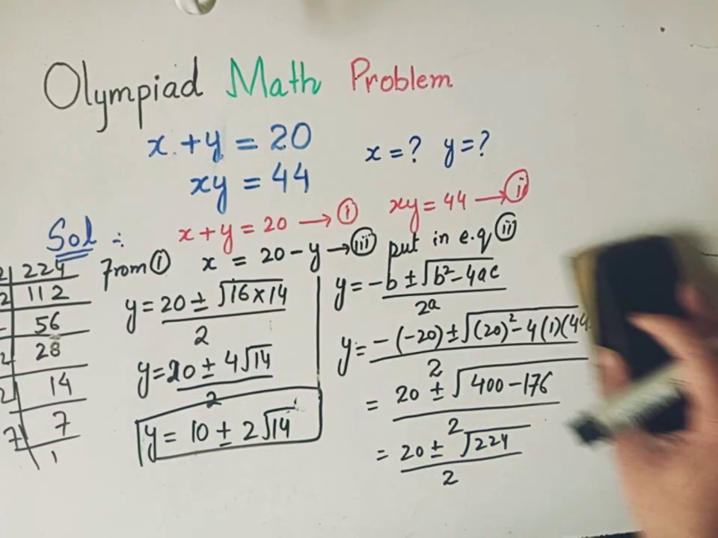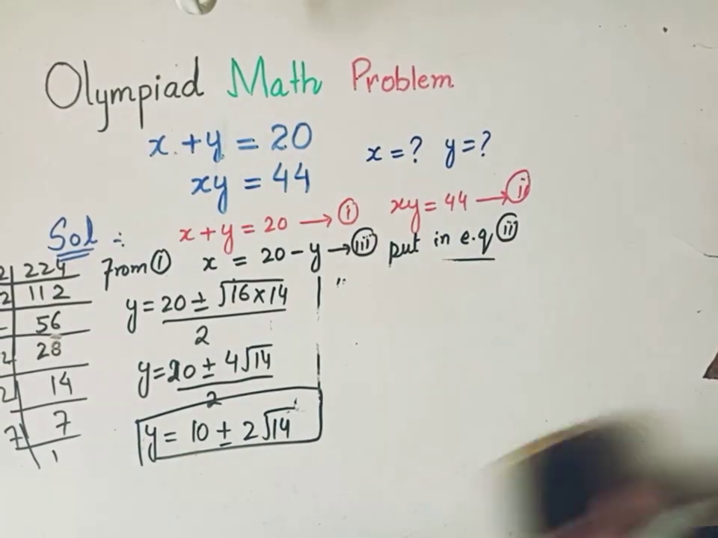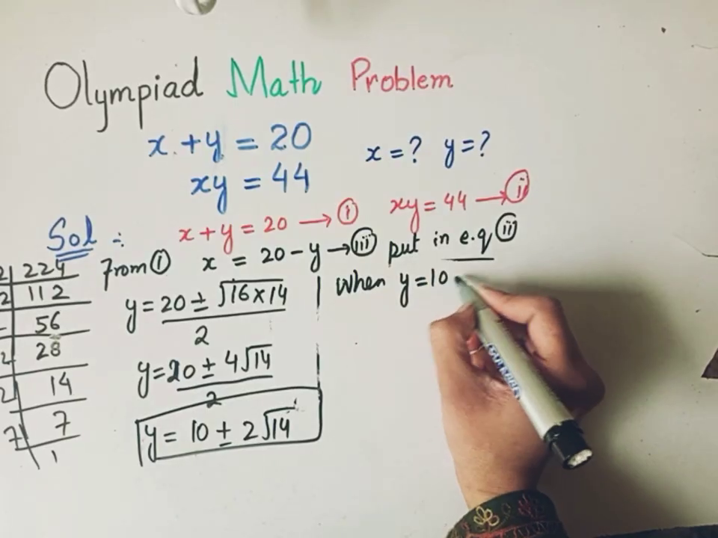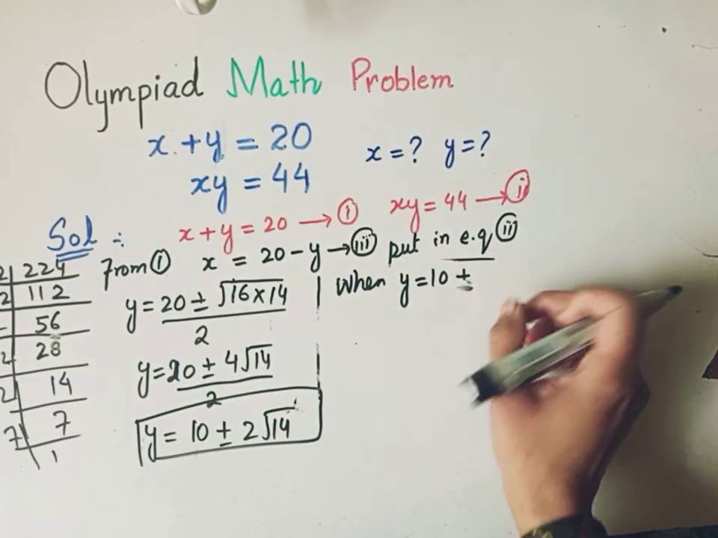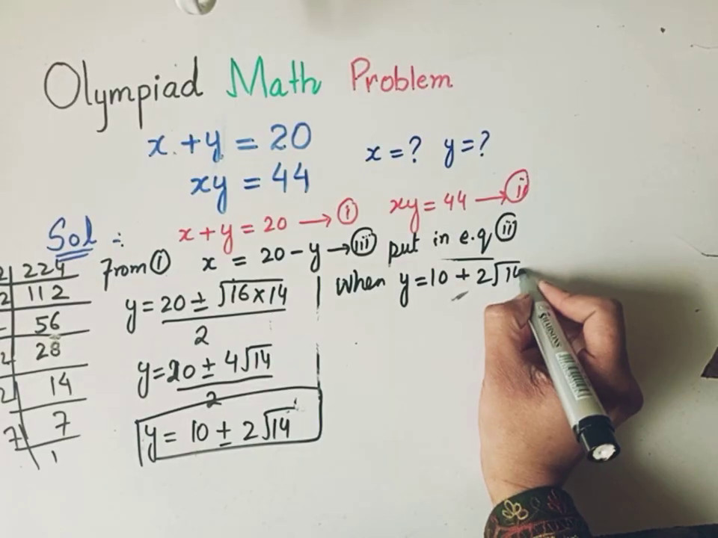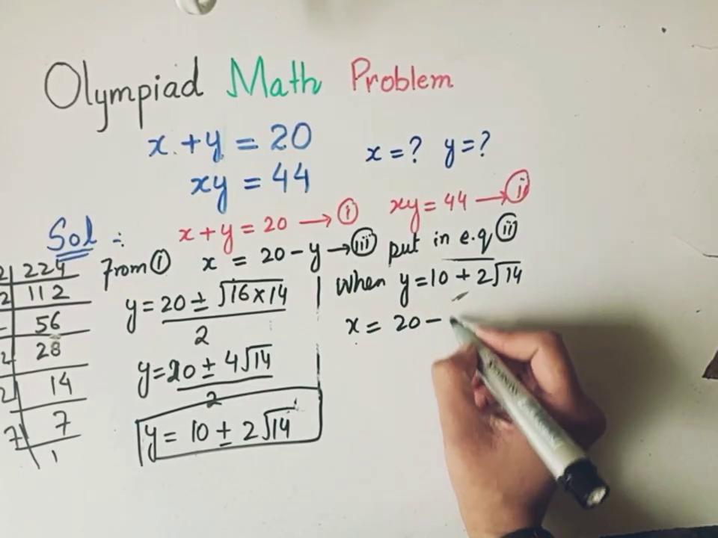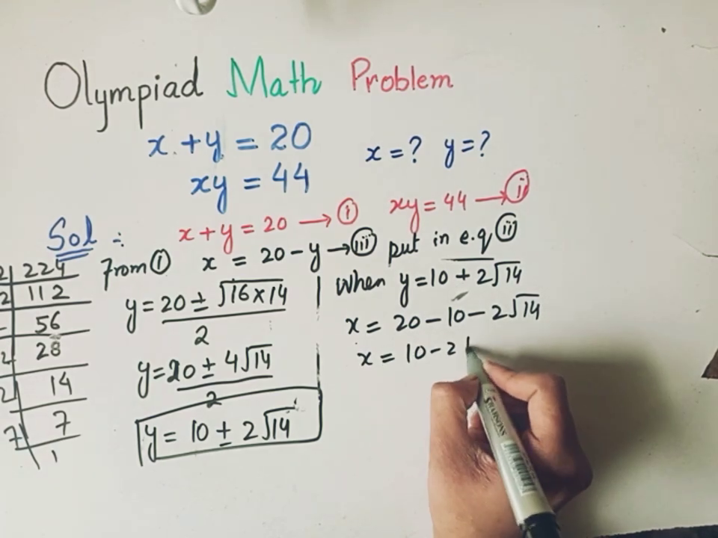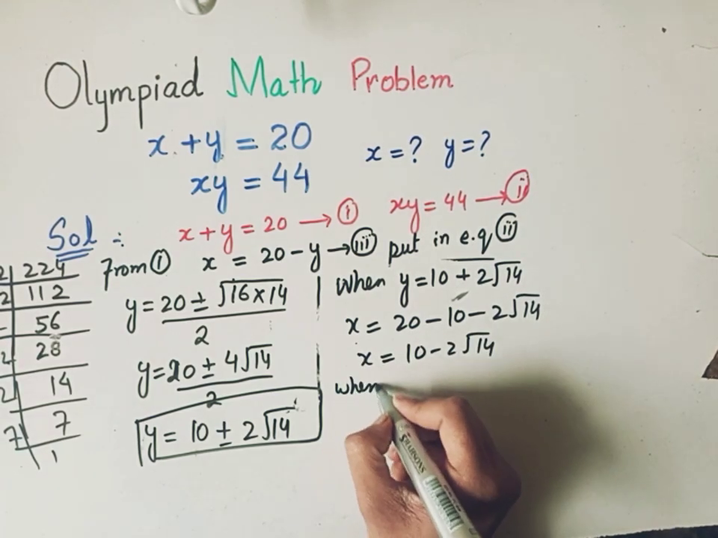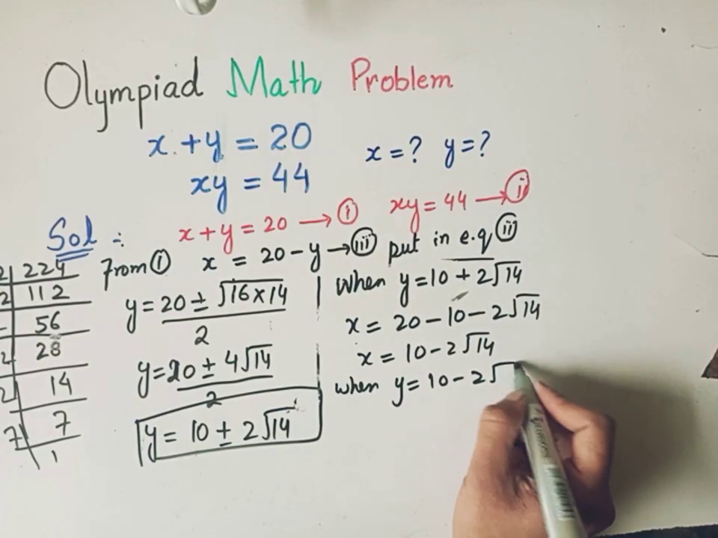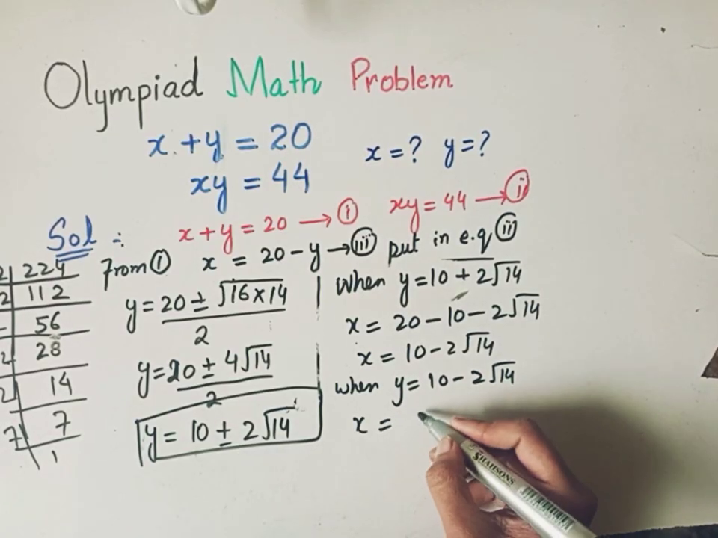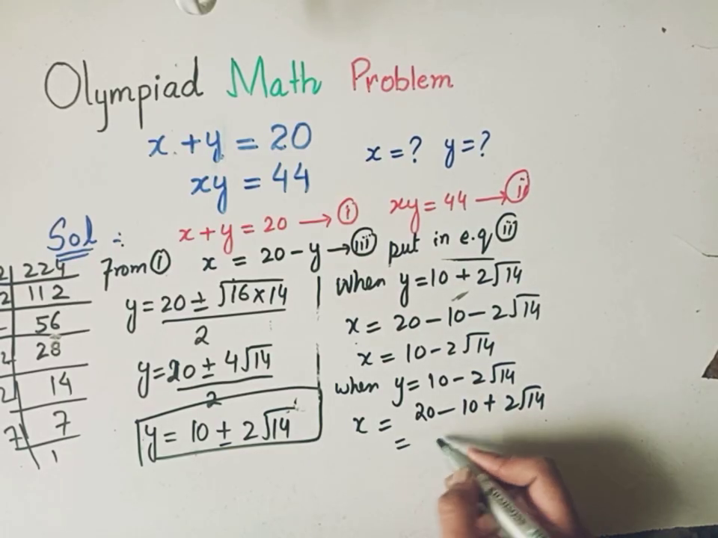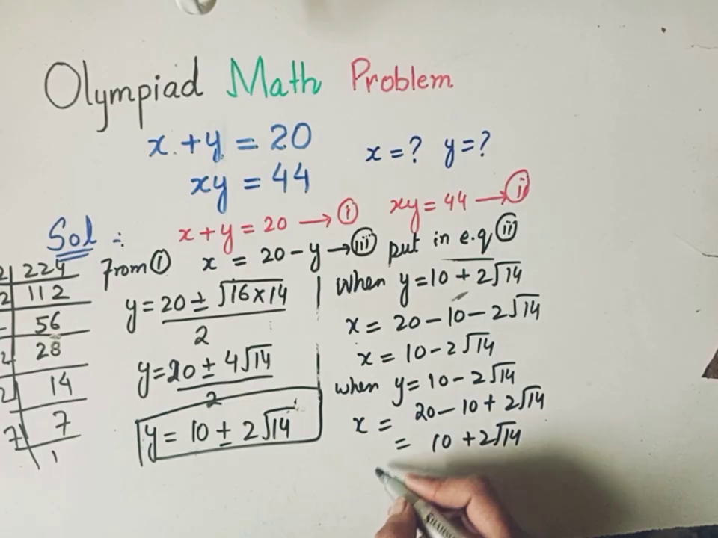Now, we will get the value of x from this. So, when y equals 10 plus 2 root 14, then x will equal 20 minus 10 minus 2 root 14. So x equals 10 minus 2 root 14. And when y equals 10 minus 2 root 14, we get x equals 20 minus 10 plus 2 root 14. So 10 plus 2 root 14. So this is the value of x.